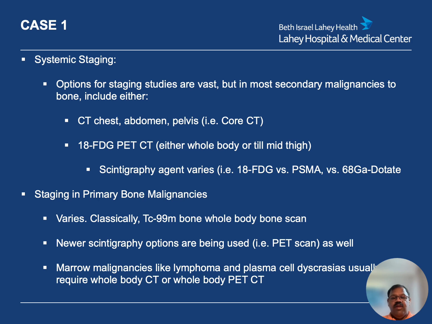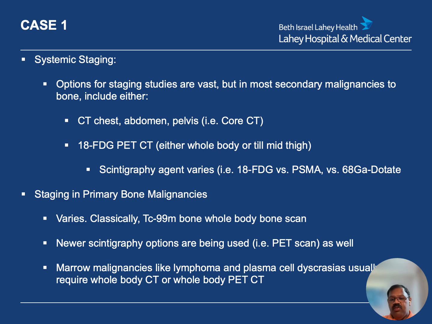And the PET CT can be obtained either as a whole body PET, which goes from skull base to toes, or a more standard PET, which goes from skull base to the mid thighs. Generally speaking, for most of these metastatic malignancies, I try to get the PET scan at least through the knee so that we have adequate imaging of the femur, which is one of the most common long bones involved with metastatic disease. The agent that's used for this scintigraphy varies based on histology. So 18-FDG is the most common agent that we use, but PSMA and 68-gallium dotatate are also used, the latter in the case of neuroendocrine malignancies.